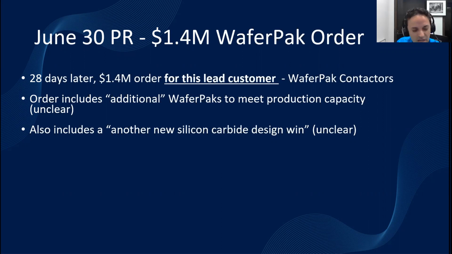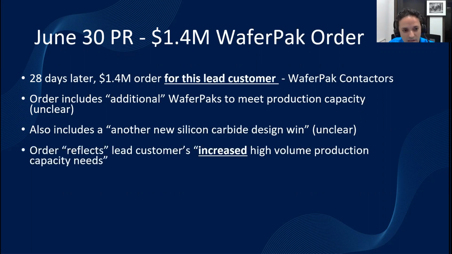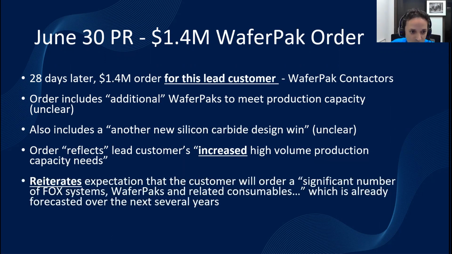So it looks like that lead customer, right? Something in there may be another silicon carbide design winner, or maybe was it a second customer? But again, this is something perhaps beyond expectation that was set in the PR 4 weeks prior to this. Now, some commentary they had in the PR is that this order reflects the lead customer's increased high volume production capacity needs. So again, potentially this is a clue that this is beyond expectations, that the volume production was increasing beyond what they already expected in early June, perhaps.